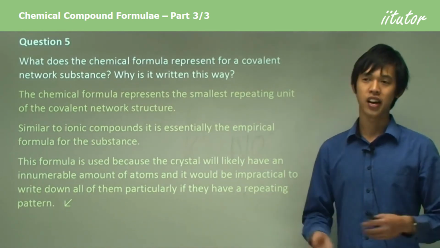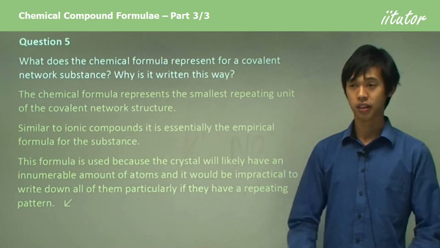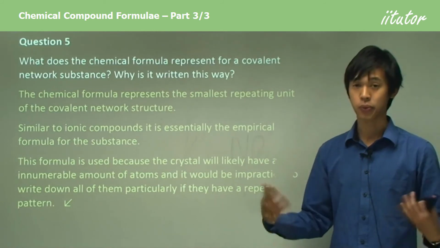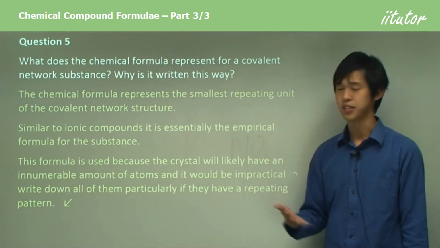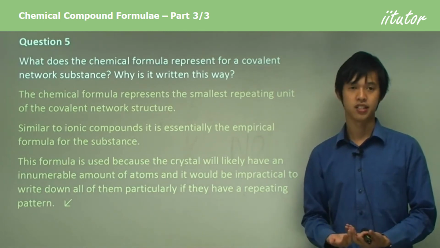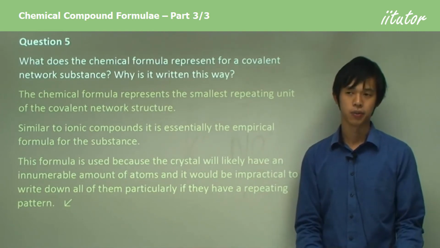So it'd be silly to write a billion of the same chemical over and over again, simply to represent a repeating pattern anyway. So we just write it as a single repeating unit, and that's all. And that tells chemists everything they need to know. So there's an implied convention. That's why we write covalent network structures the way we do.